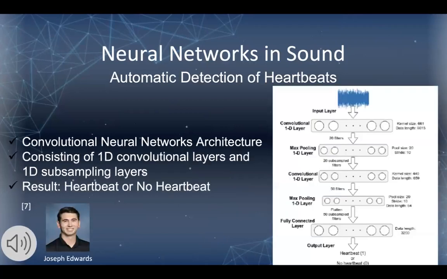In this figure, it's demonstrated the CNN architecture of heartbeat detection as proposed in an article by the University of Maribor. Essentially, the structure of this contains one-dimensional convolutional layers and then one-dimensional sub-sampling layers, all of which equate to one complete layer at the end that determines if there was or was not a heartbeat.